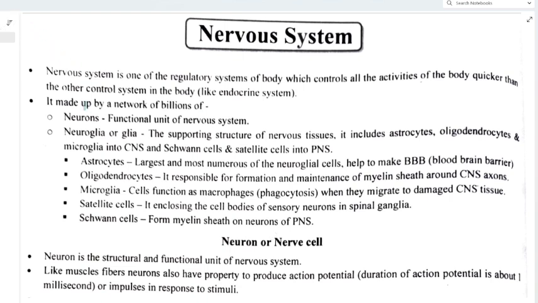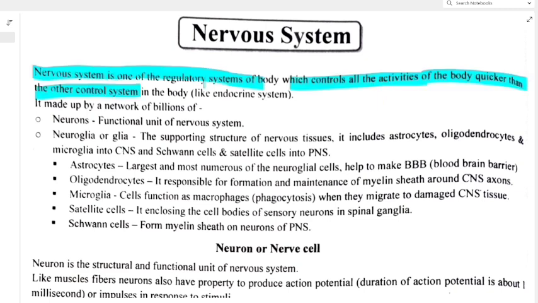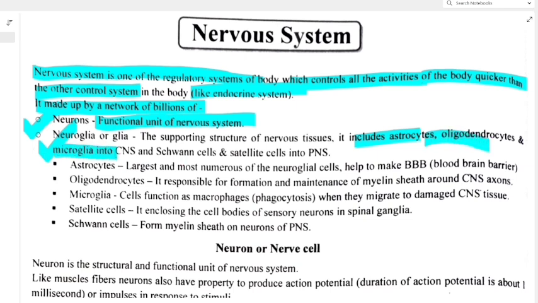Okay, so let's start. The nervous system is one of the regulatory systems of the body which controls all the activities of the body quicker than the other control system in the body, like the endocrine system. It is made up of a network of billions of neurons, the functional unit of the nervous system. Then neuroglia or glia, the supporting structure of nervous tissue. It includes astrocytes, oligodendrocytes, and microglia in the CNS, and Schwann cells and satellite cells in the peripheral nervous system.